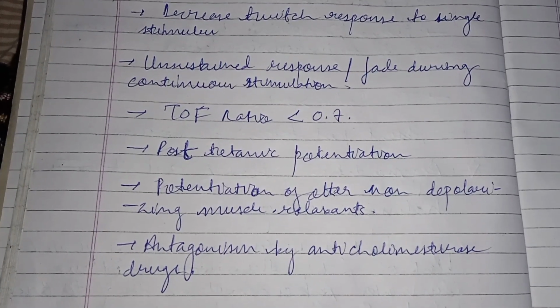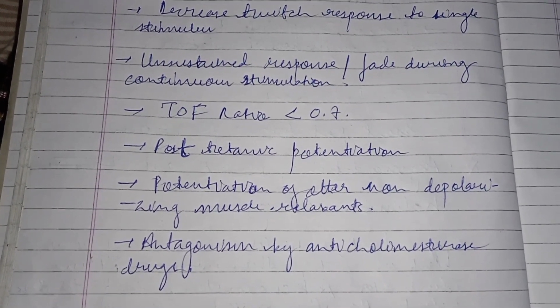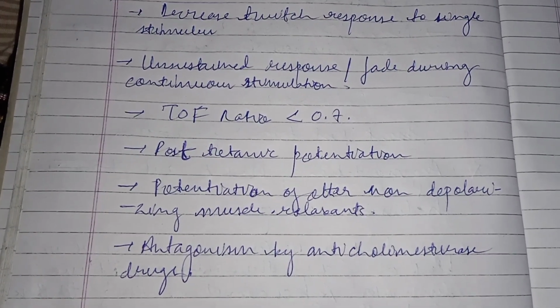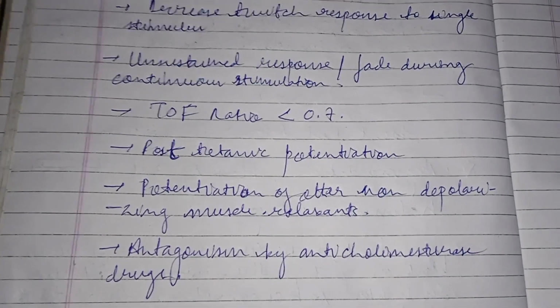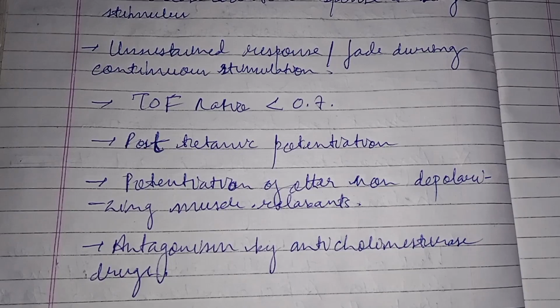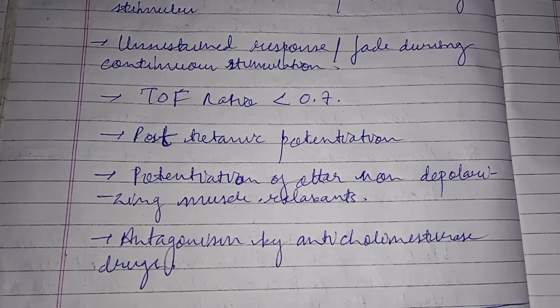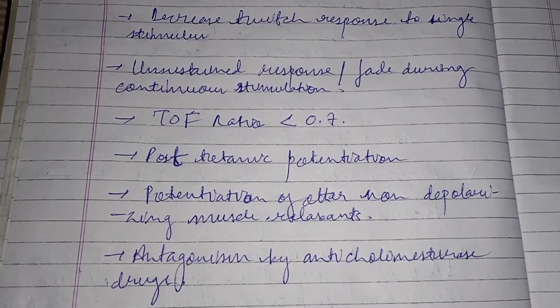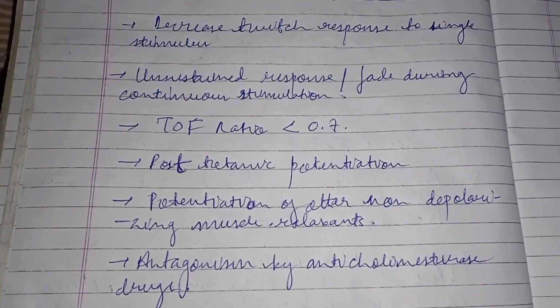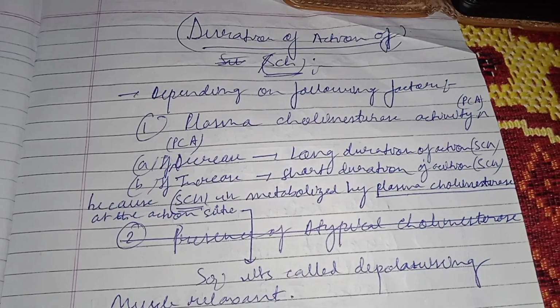In phase 2 the block will be antagonized if we give anticholinesterase drug, but in case of phase 1 it was not happening. So there was augmentation of the block if we administered the patient with anticholinesterase drug. So these are the few differences between the phase 1 and the phase 2 block. Let's look at the duration of action of succinylcholine.